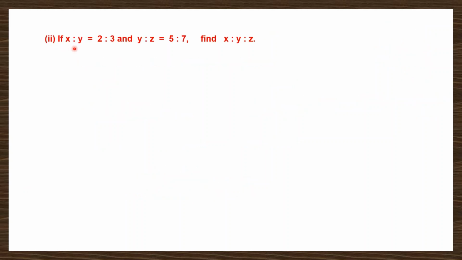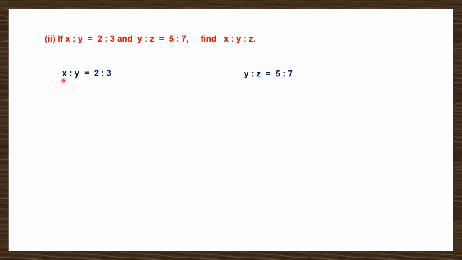Question 2. If x is to y is equal to 2 is to 3 and y is to z is equal to 5 is to 7, find x is to y is to z. Just like the previous sum. So let's write what's given. So x is to y is given to us 2 is to 3 and y is to z is given to us 5 is to 7.